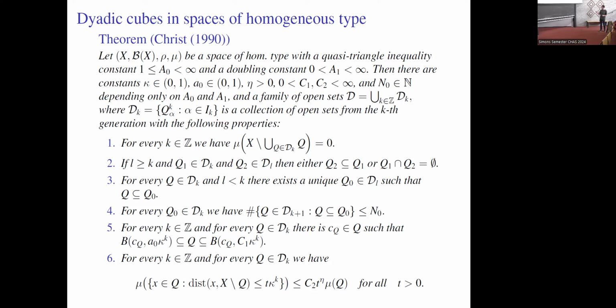And the last property, which we will not use, is that essentially it's not true that the mass of the cube is concentrated on the boundary of the cube. It may happen that we have a very large mass on the boundary, but it's not that we have all the mass on the boundary. So these are 6 properties of these cubes, which make these spaces of homogeneous type look somewhat similar to R^d. Okay, but the analysis will be very different.